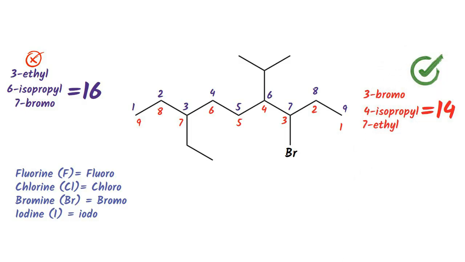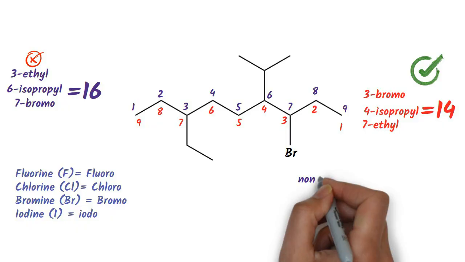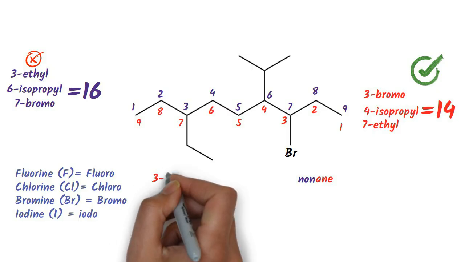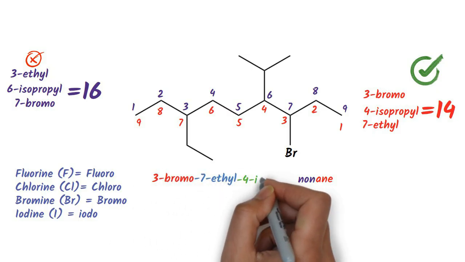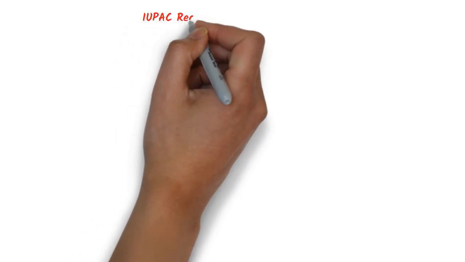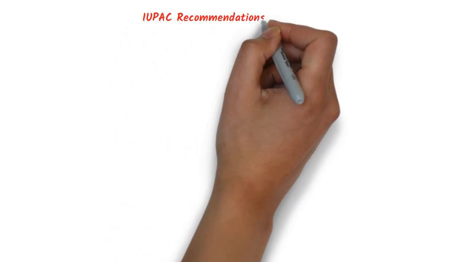Now the root word for 9-carbon parent chain is non. The suffix is ane. As per alphabetical order we write 3-bromo-7-ethyl-4-isopropylnonane. Now we will see what recommendations have been made in IUPAC 2013 meeting regarding the nomenclature of alkanes.